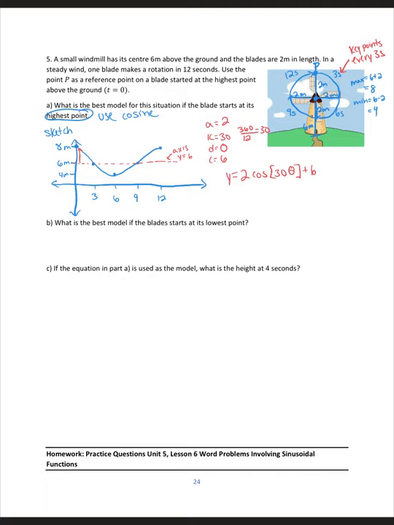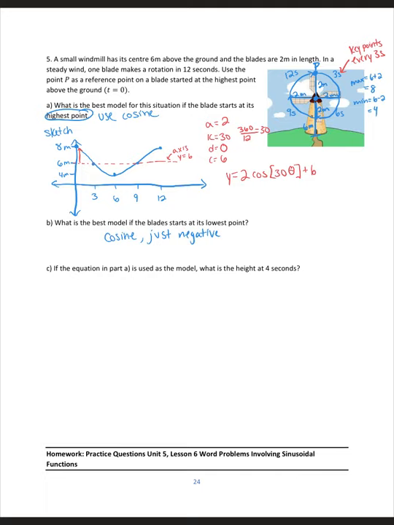Okay. It says, what is the best model if the blade started at its lowest point? Well, if it started at its lowest point, we're still not on the axis, right? We're still on that extreme of max or min. So we're going to use the cosine function but just make it negative because that will reflect it. Remember, if we make it negative, it reflects it, so all the points flip over the x-axis. So just negative.